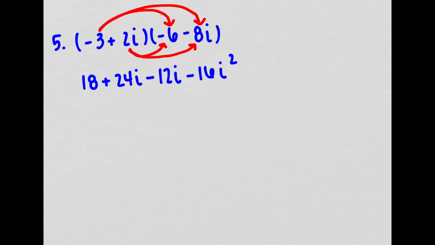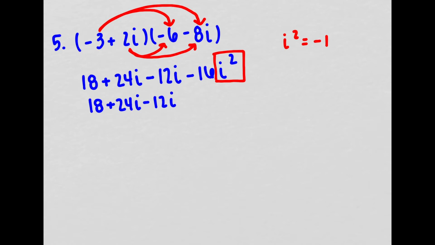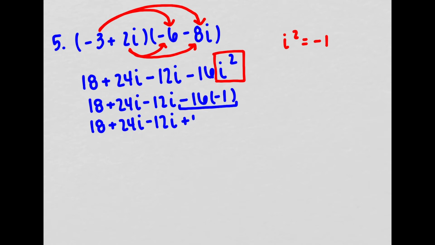i squared. Now I can start combining stuff, but what I do need to do first is get rid of this i squared. I told you in the patterns of i that i squared is the same thing as negative 1. So I'm going to rewrite everything. I have 18 plus 24i minus 12i minus 16, and instead of i squared, I'm going to write negative 1. So I have 18 plus 24i minus 12i, and now I have negative 16 times a negative 1. That brings me to a positive 16.